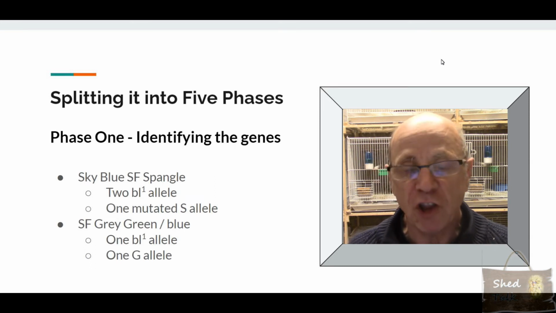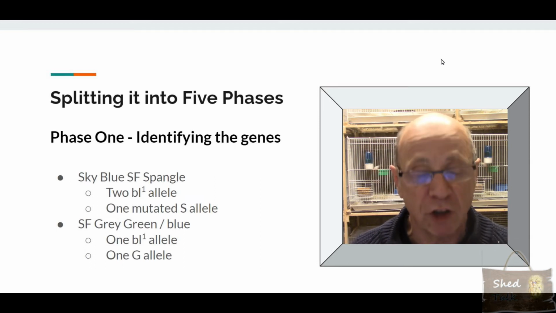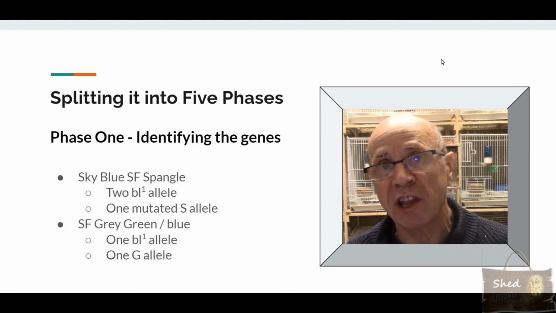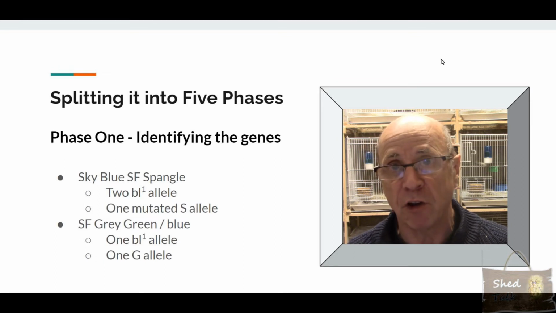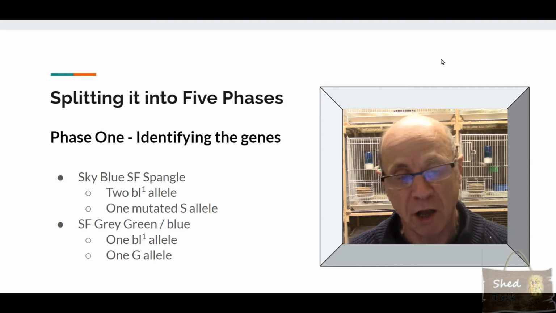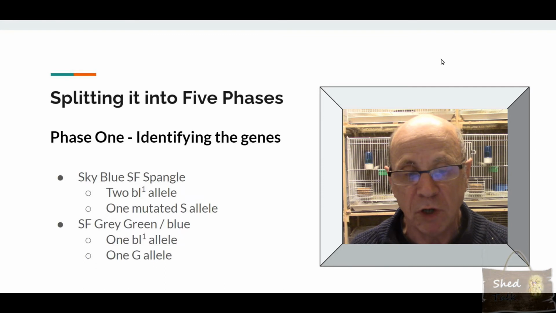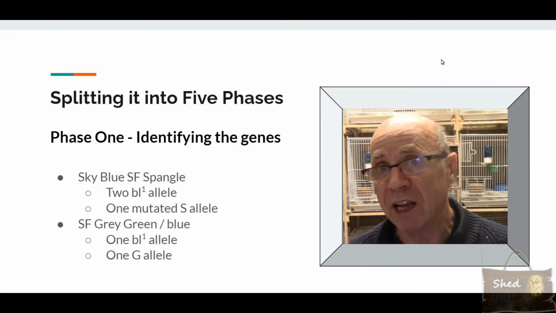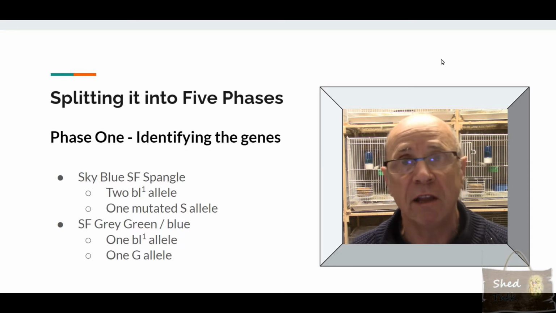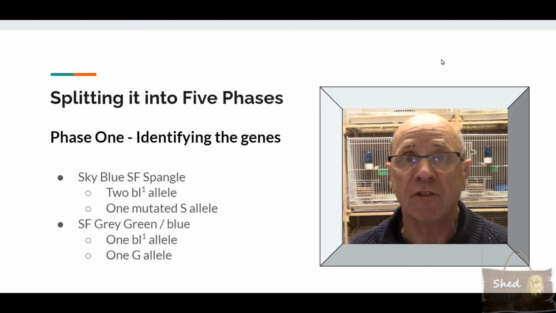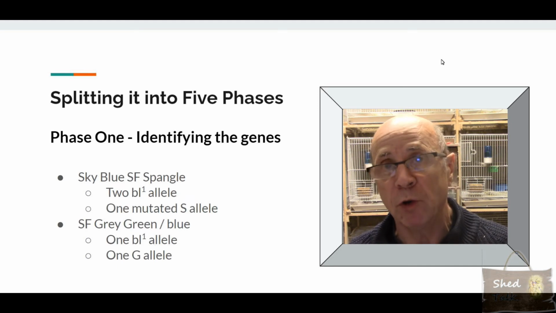The first of those phases is to identify which genes each bird has, so we understand what genes and what alleles we need to focus on for the Punnett Square. If we take, for example, the sky blue single factor spangle, we know, because it's sky blue and the blue allele is recessive, that it must contain two alleles for the recessive blue gene.